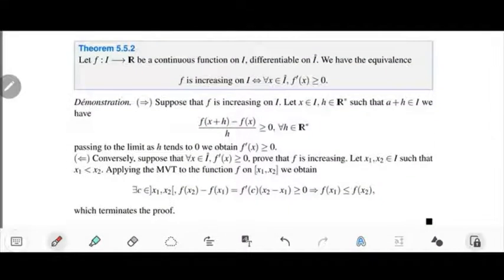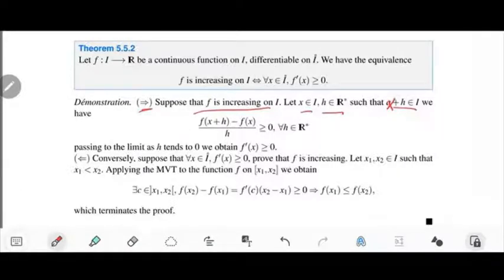We can prove as well that if f is continuous and differentiable, then we have the equivalence between f increasing on I and f prime of x is positive for all x in the interior of I. This is not difficult to prove, because to prove the first implication, we can take as a hypothesis that f is increasing on I, and let x be in I and h be in R star, such that x plus h is also in I. So we have 2 points in I, x and x plus h.